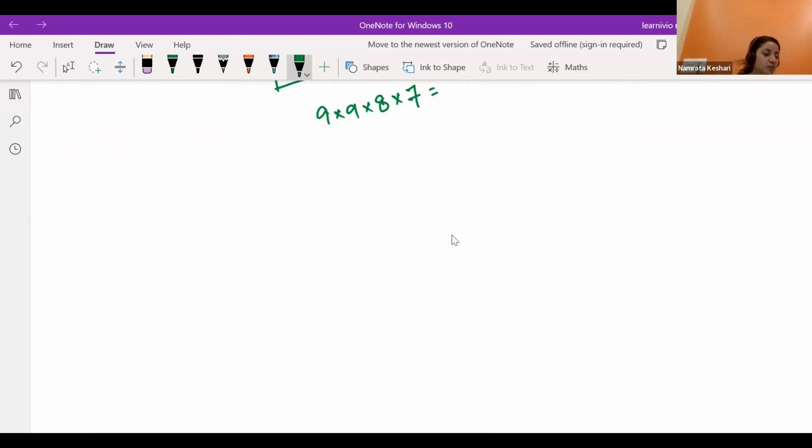Let's do the next one. How many 3 digit even numbers can be made?